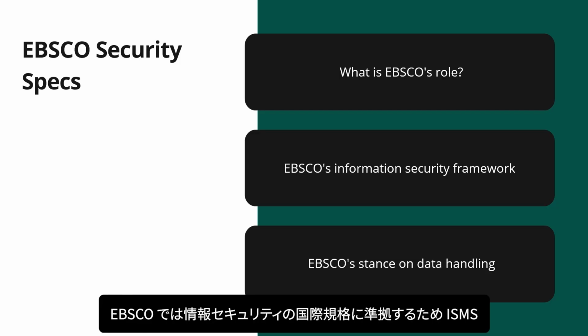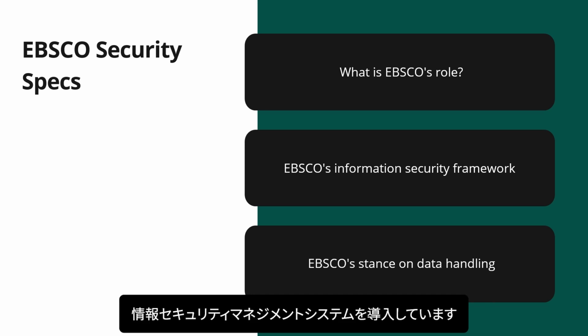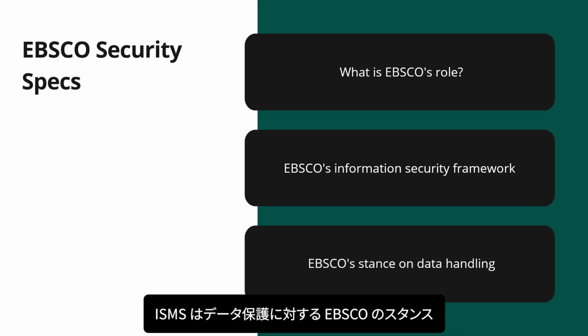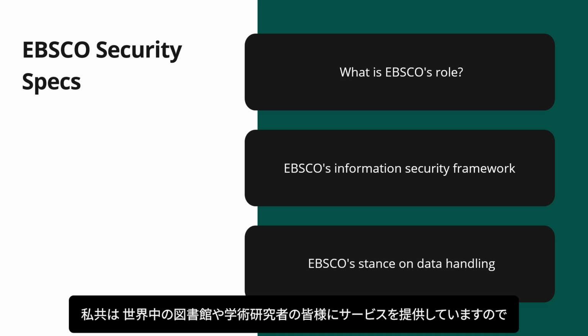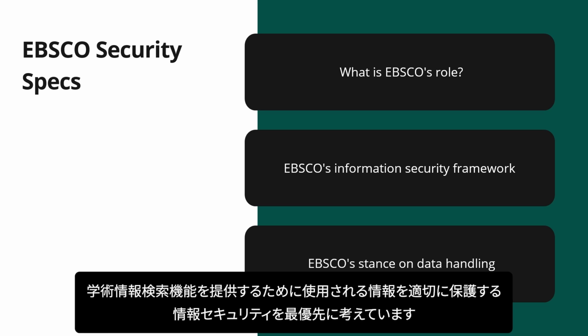EBSCO has implemented an Information Security Management System, or ISMS, that's in line with the International Standard for Information Security. The ISMS outlines EBSCO's stance on protection of data, ensuring the supply of goods and services to customers, and compliance with legal and regulatory requirements. EBSCO serves a global community of libraries and researchers, and as such, information security is of highest priority to ensure appropriate protection of information that's used to deliver that research functionality.